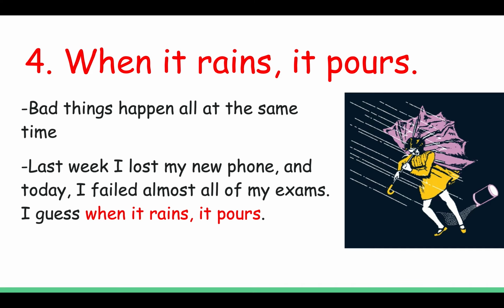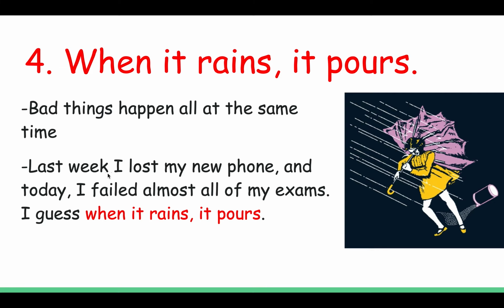It doesn't make sense. But when we say when it rains, it pours, it actually means bad things happen all at the same time. So, in other words, you're very unfortunate or unlucky. Bad things happen almost at the same time, at the same day, the same week, or at the same month.